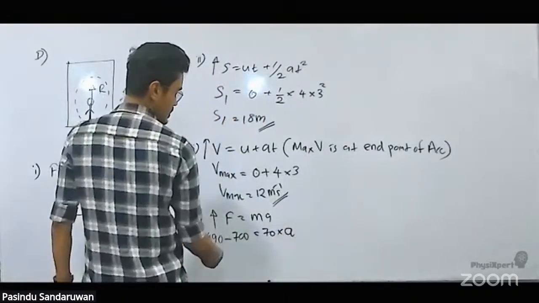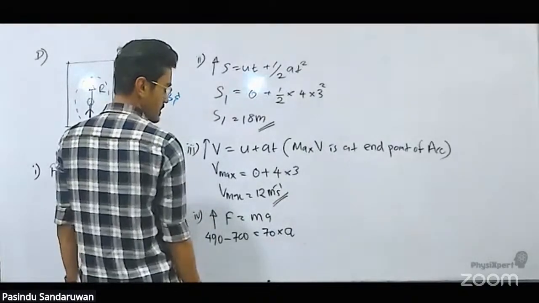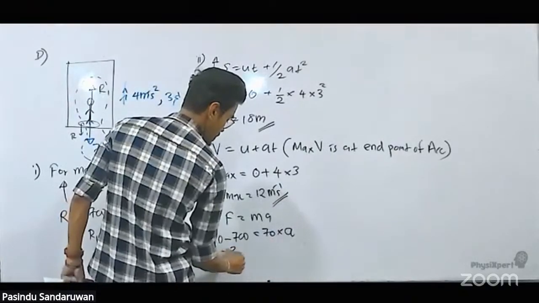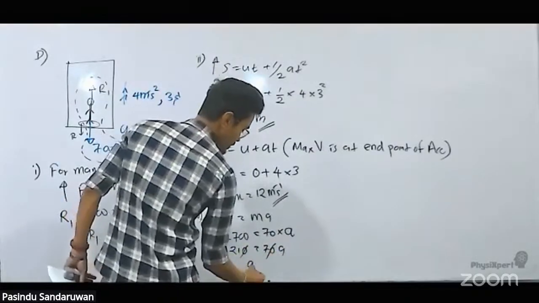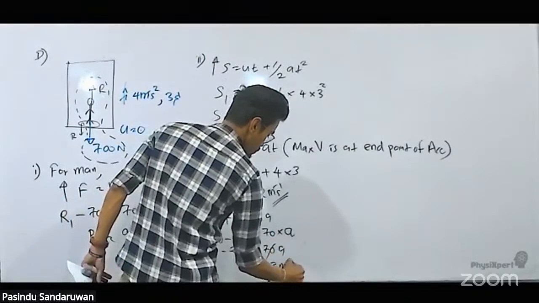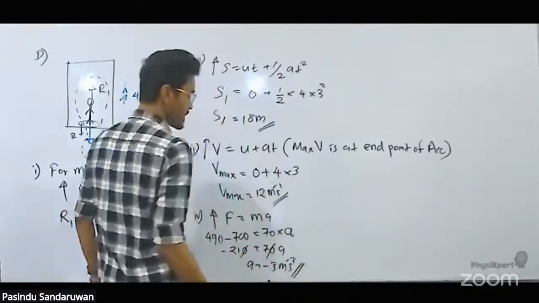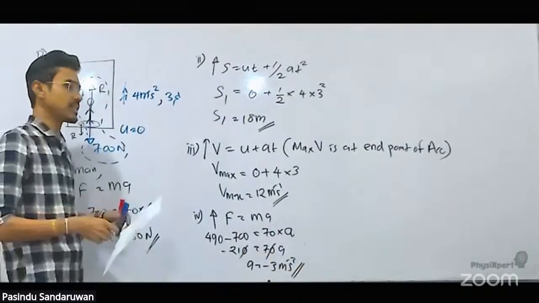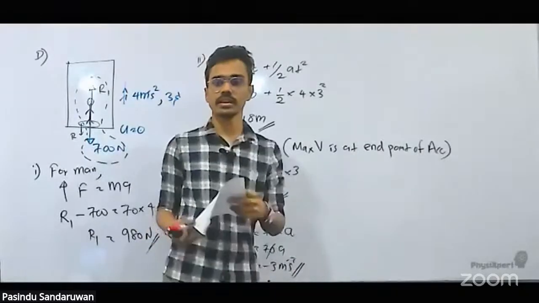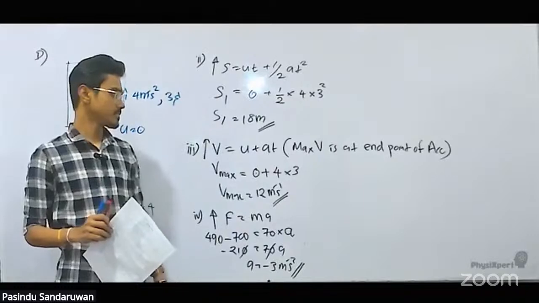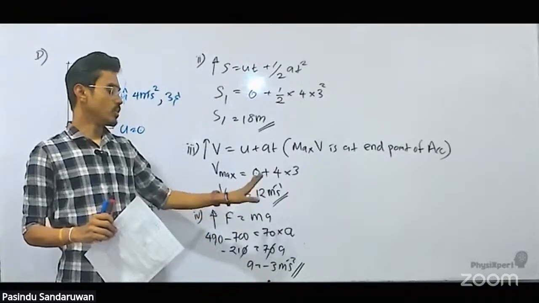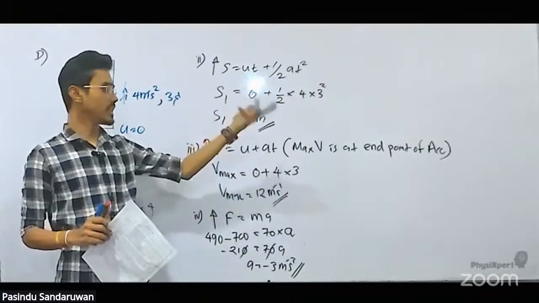Simplify this. 490 minus 700 is minus 210. Minus 210 equals 70a. So a equals minus 3 m/s^-2. Let that minus sign come, then that verifies that it is a retardation. So if you are finding, don't plug the minus sign. As a habit, don't plug signs for the quantity you are determining. Let it come.